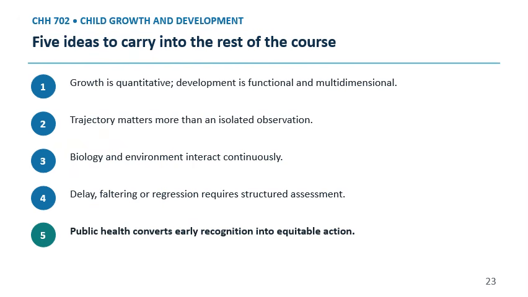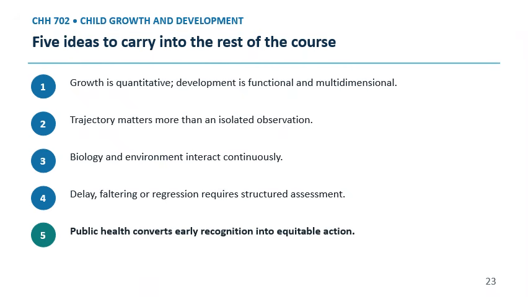Now, let us consolidate this lecture in just 5 points. First, growth is quantitative change in body size, while development concerns function and is multi-dimensional. Second, trajectory matters more than an isolated observation. Third, biology and environment interact continuously. Fourth, growth faltering, developmental delay, or regression requires structured assessment rather than assumptions. Fifth, public health converts early recognition into equitable action.